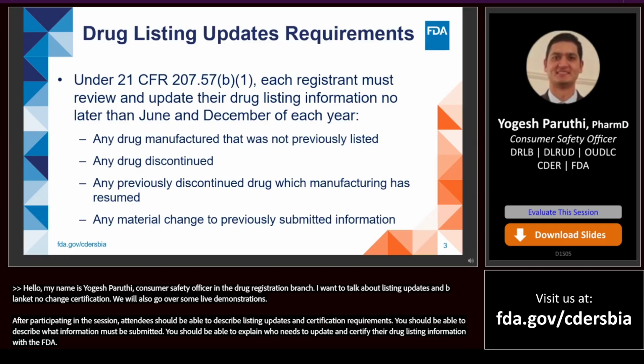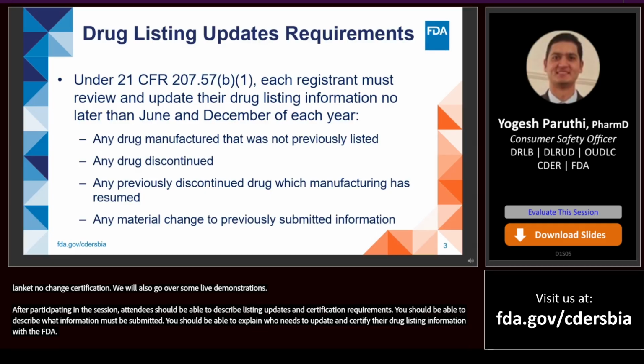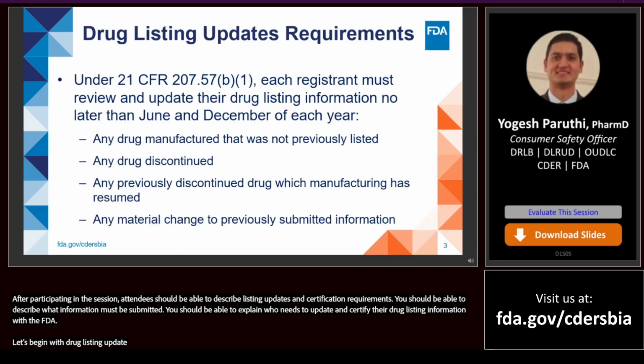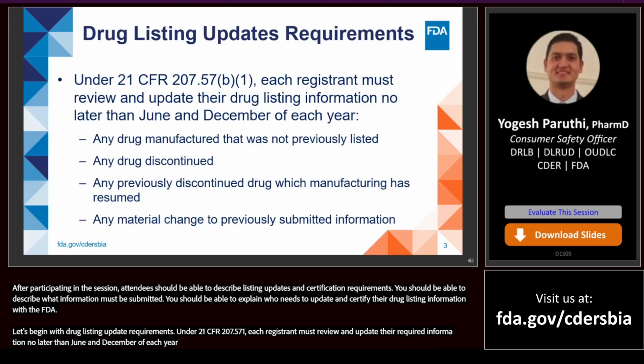So let's begin with drug listing updates requirements. Under 21 CFR 207.57(b)(1), each registrant must review and update their drug listing information no later than June and December of each year for any drug that was manufactured, repacked, relabeled, or salvaged that has not been previously listed.